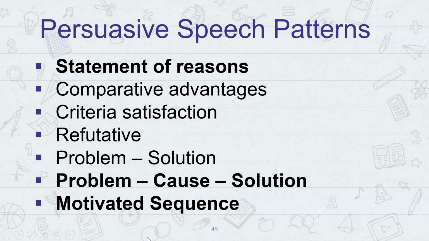Okay, and finally, Chapter 17 talked about persuasive speech patterns. These are a list of them. And the ones that I see students using in persuasive speeches most often are the statement of reasons, the problem cause solution, and the motivated sequence. And the motivated sequence is used most often when you want your audience to take an action.